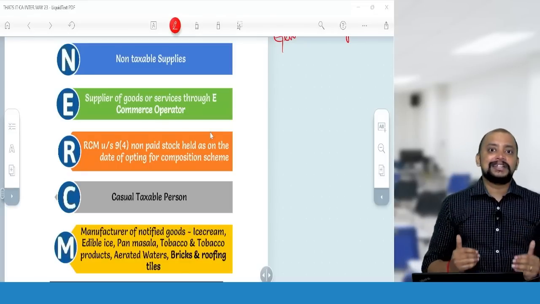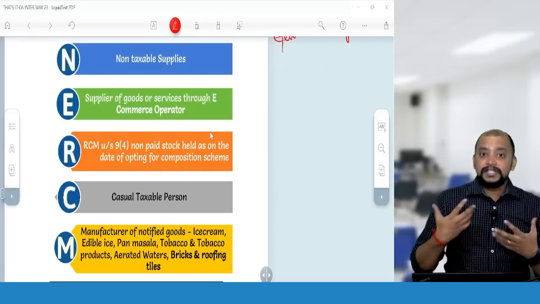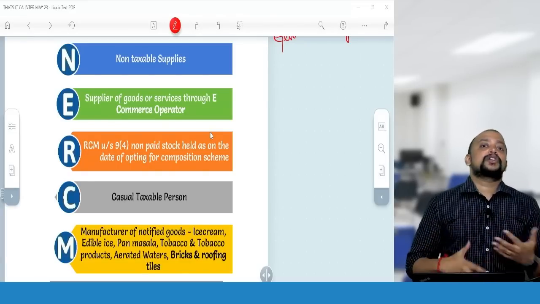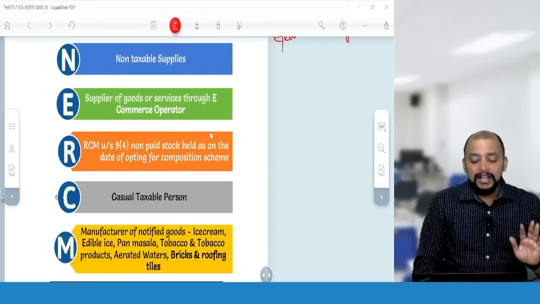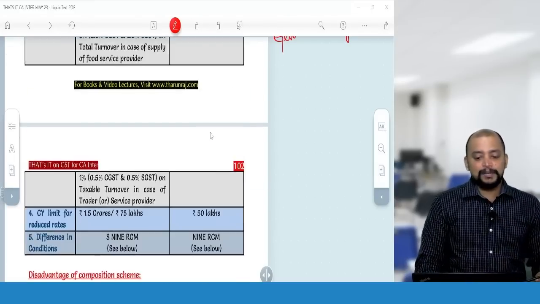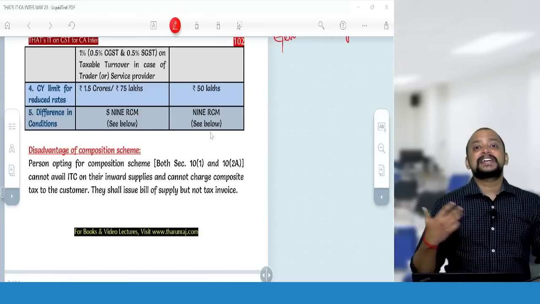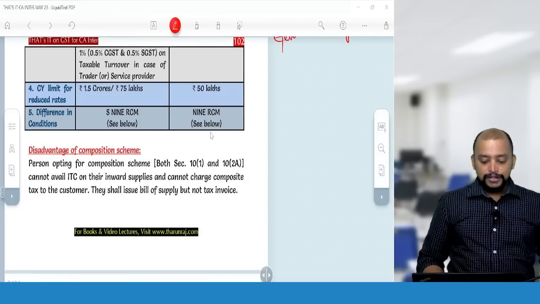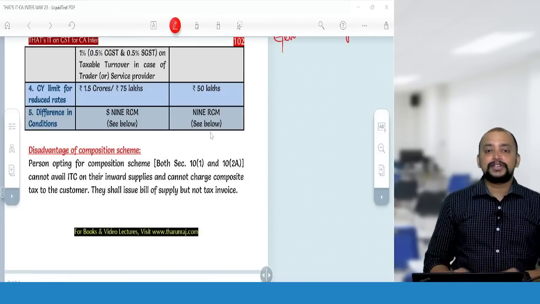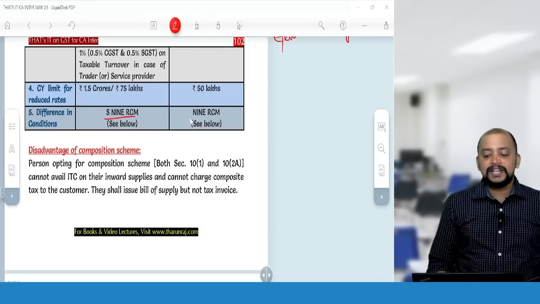These are the conditions, the situations where they cannot opt for composition scheme. 10.1 and 10.2A, all these points are applicable, except that any service provider can opt for composition scheme. So the difference in conditions: in case of 10.1 it is S9 RCM, whereas here it is 9 RCM.